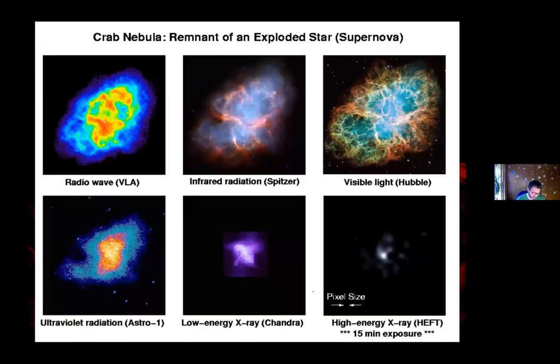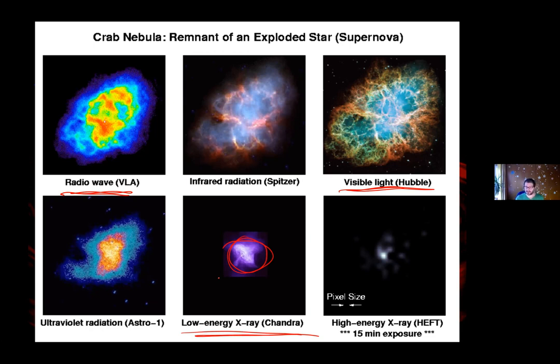And this is another example. This is the Crab Nebula. And again, I'm not going to go into details, but the idea is that if you see it in radio and you see it in visible light, you see something completely different, and particularly look at what happens when you see it in X-rays. You can even see the structure around the neutron star there. So it's really amazing.